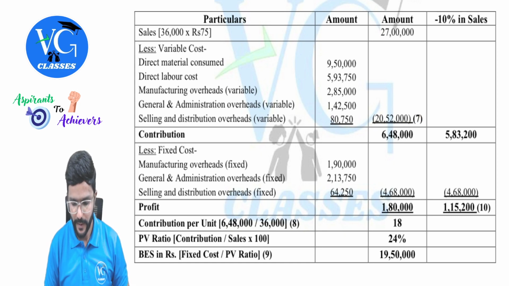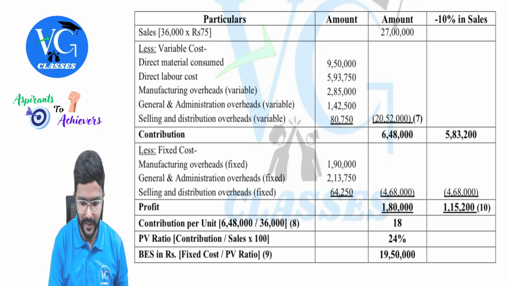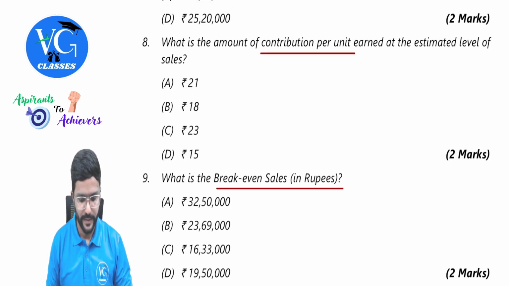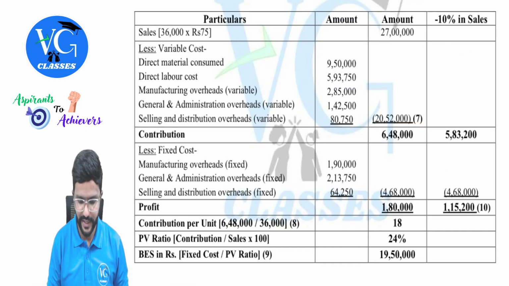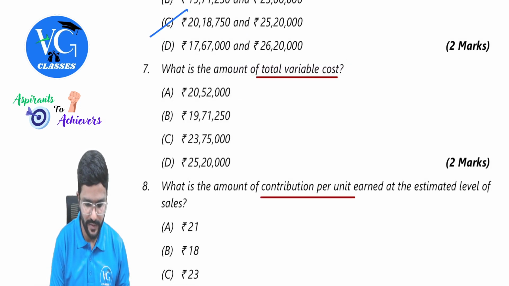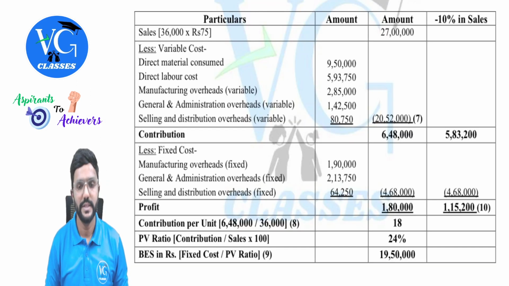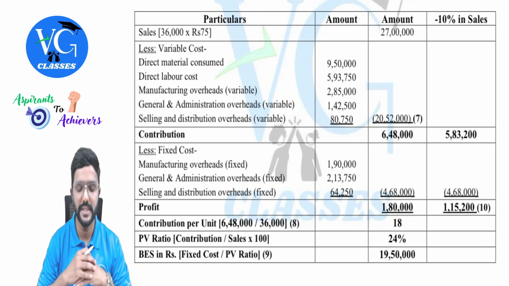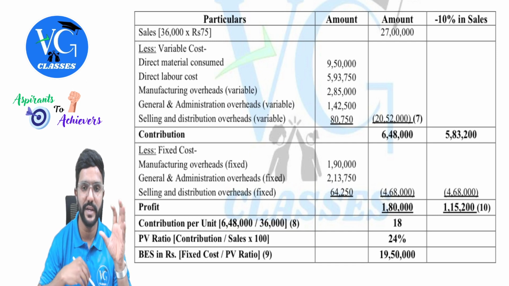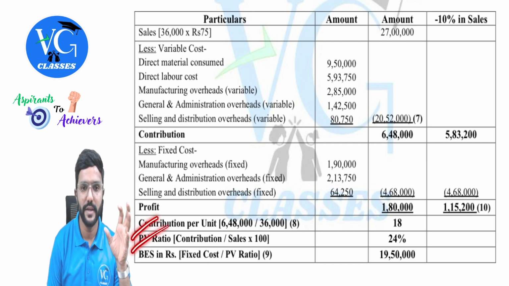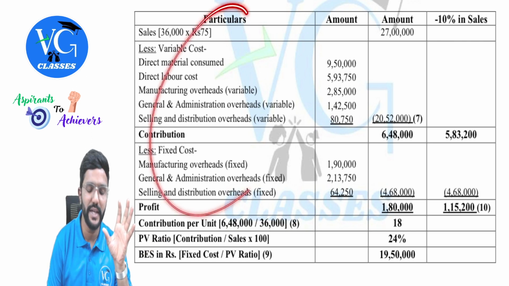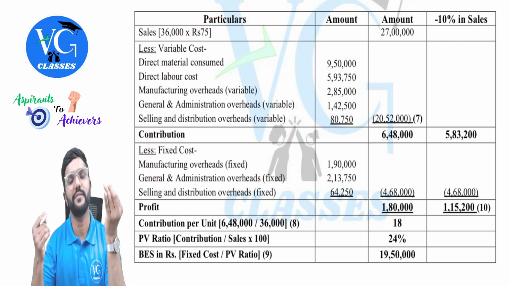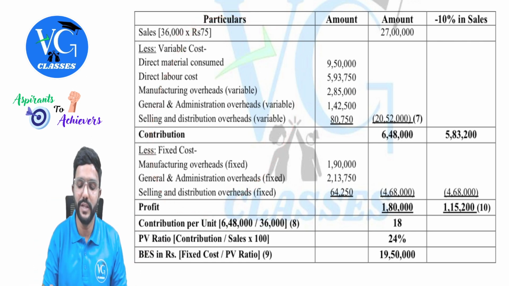Seventh question. Yes, we'll mark it. 20 lakh 52,000. Sir, is it mandatory to present like this? See, as they have asked contribution per unit and all, so I have done like this. Even break-even sales and all they have asked. Nothing is mandatory, especially this particulars. Guys, you need not write this and waste your time. If you can do the calculations only, that would be great.